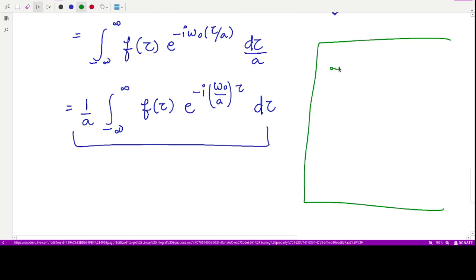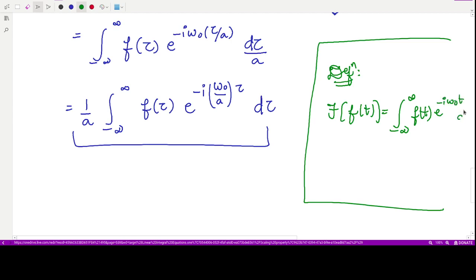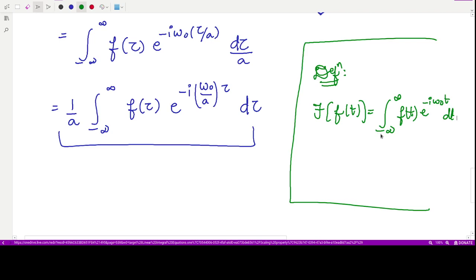again. So according to the definition of Fourier transform, you have the Fourier transform of some function f of t as integration from minus infinity to infinity f of t e to the power minus iota omega naught t dt. And you write this whole thing as capital F of omega, right? So that means whatever is this variable here, you write that in place of omega naught.